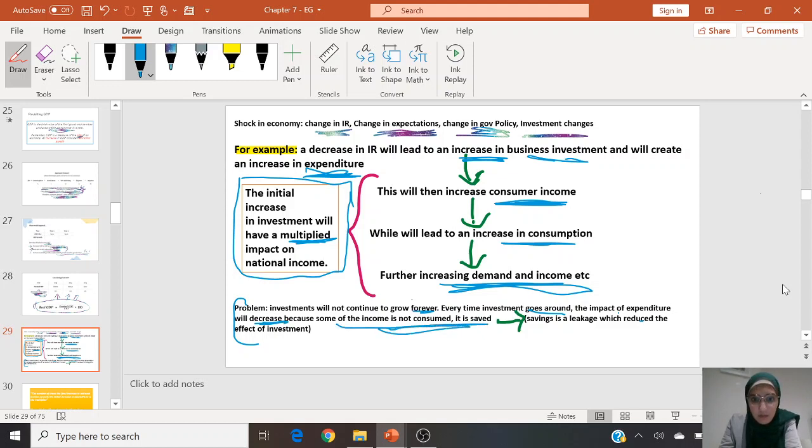it is saved, right? So the actual impact of an injection in the economy will be huge, but it won't be huge enough, just because all of that injection will not be consumed or spent on expenditure, some will be spent on savings. It is saved. Saving is a leakage which reduces the effect of investment. Okay?